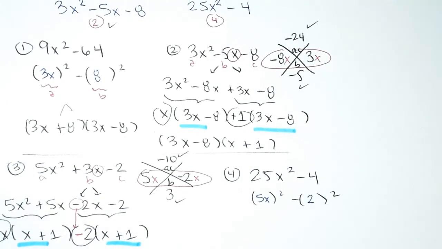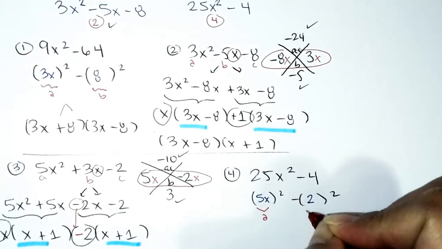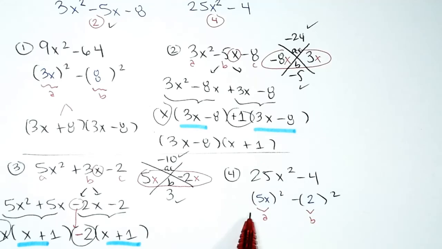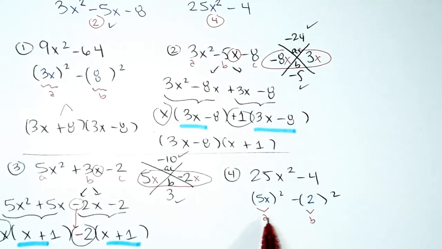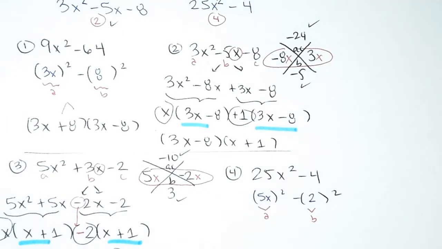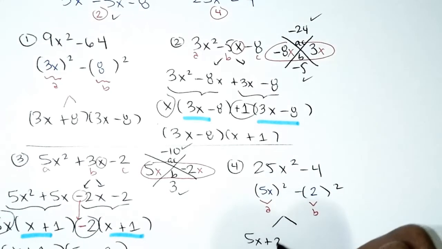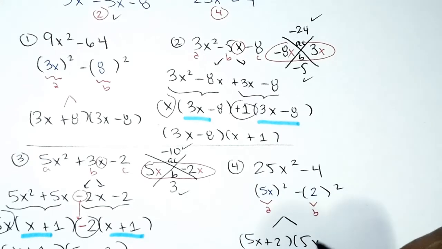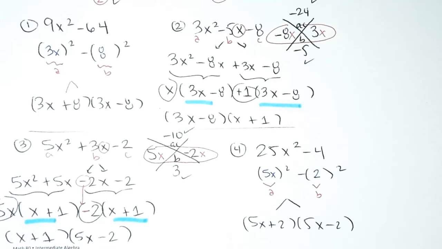So 25x squared, sorry, I jumped the gun. 25x squared is a perfect square because it's the square of 5x. 4 is a perfect square because it's the square of 2. So the bases are 5x and 2. That's our a and b. So this should factor to the form a plus b times a minus b, or 5x plus 2 times 5x minus 2. And if I know how to count, I think we factored all 4 polynomials.